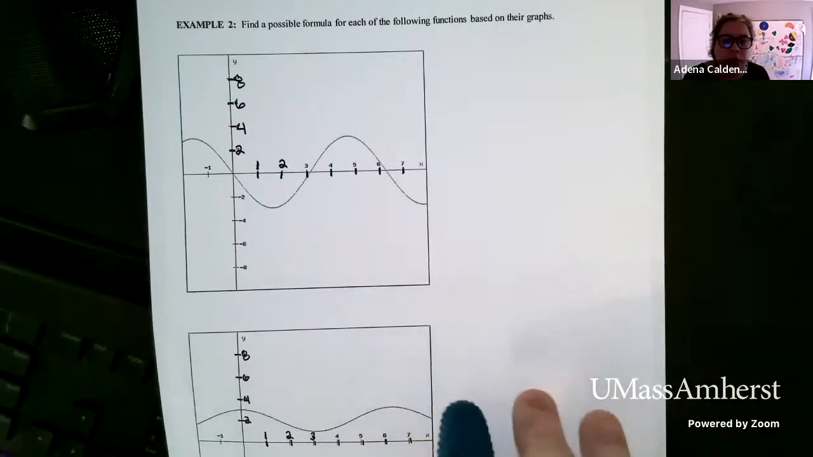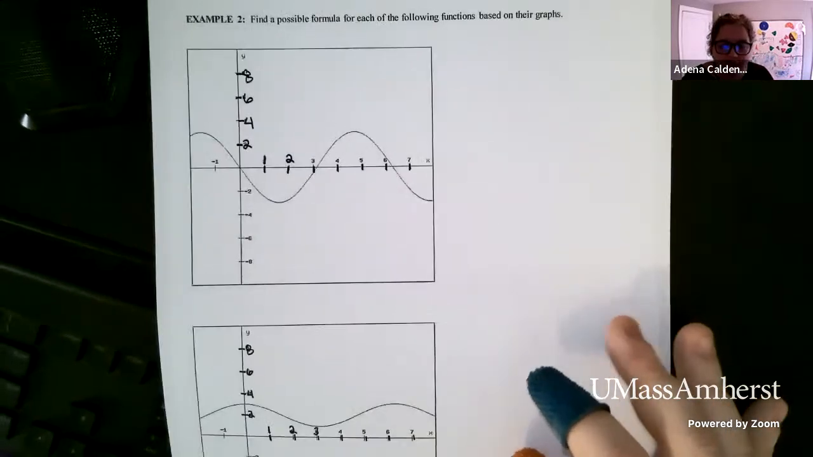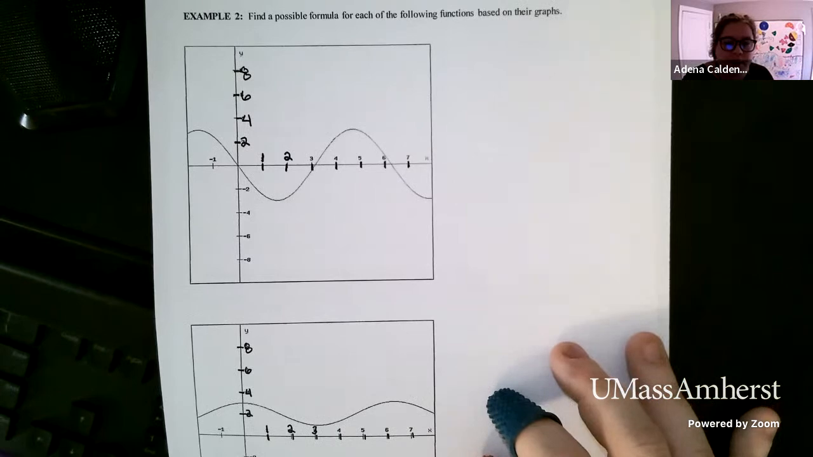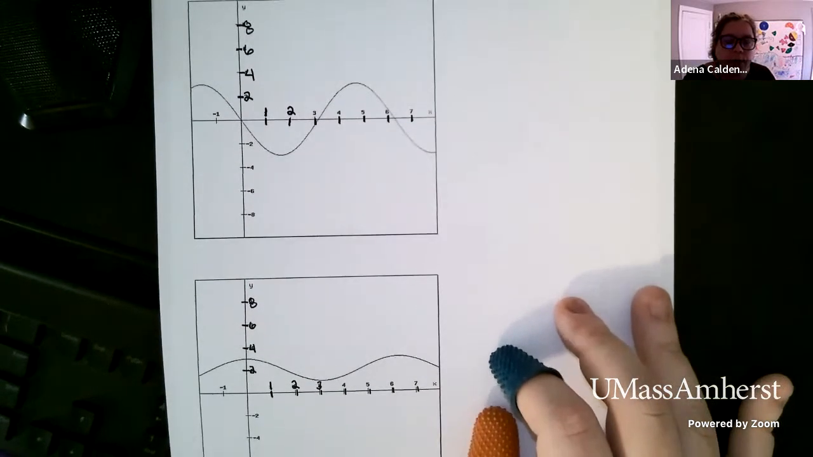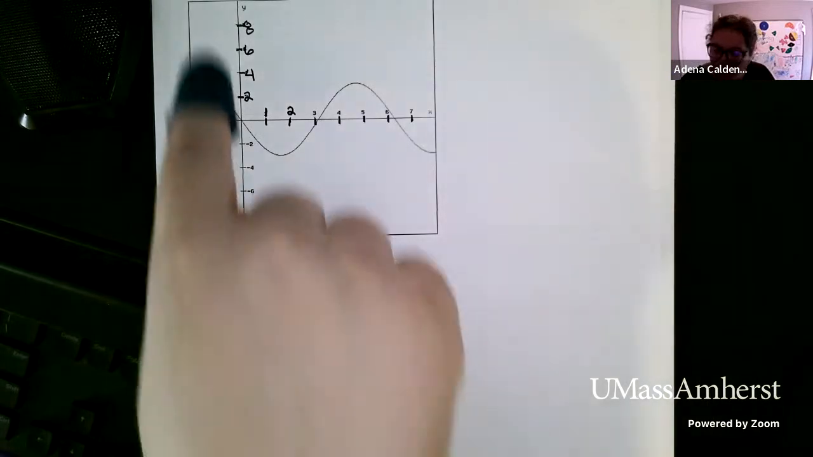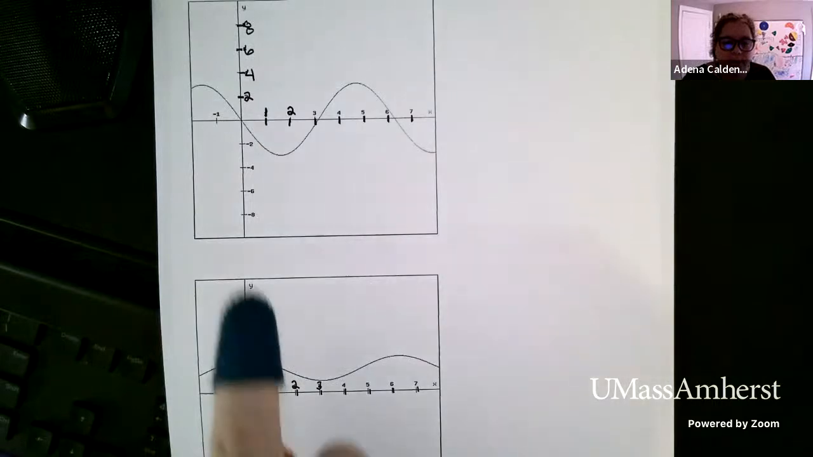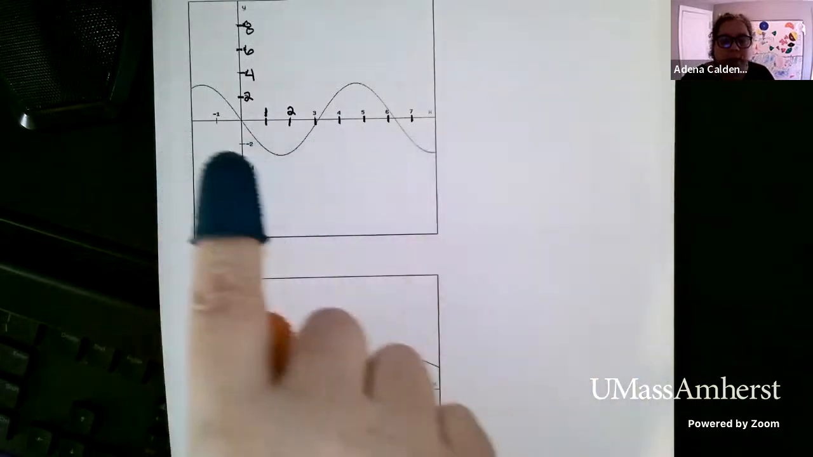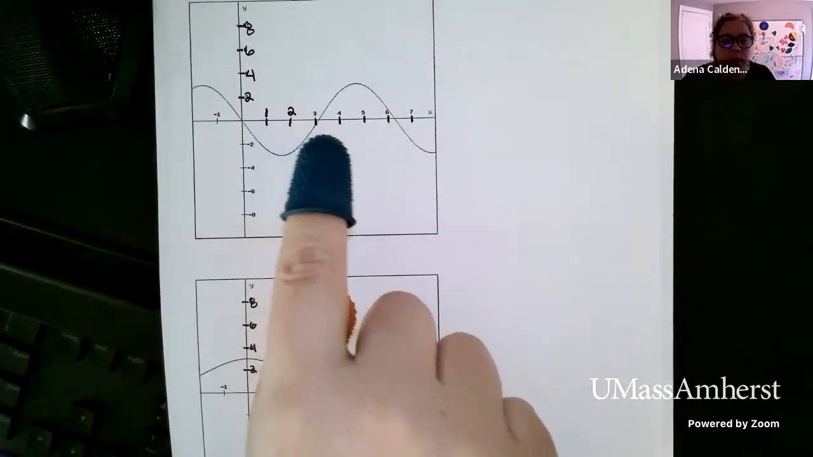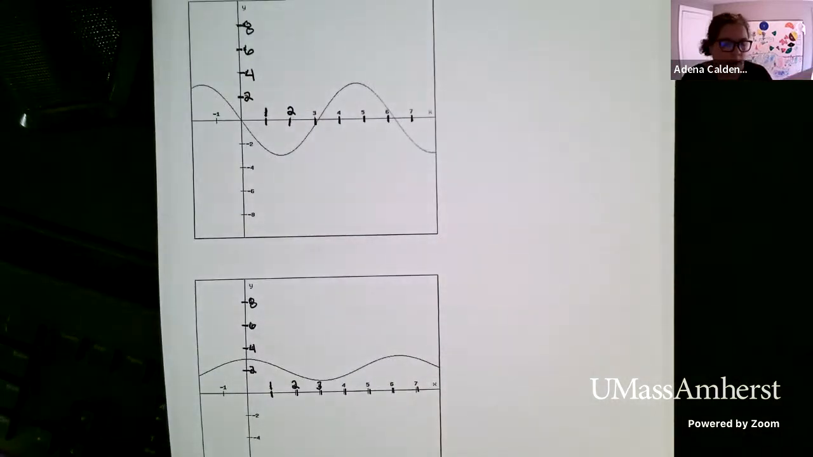So we're going to look at 2 functions here, and we're going to try to find a possible formula for each of the following functions based on their graphs. So these are the 2 pictures, okay? I want you to notice that on the y-axis, we're counting by 2s: 2, 4, 6, 8. And on the x-axis, we're counting by 1s: 1, 2, 3, 4, 5, 6 on both these graphs, okay?